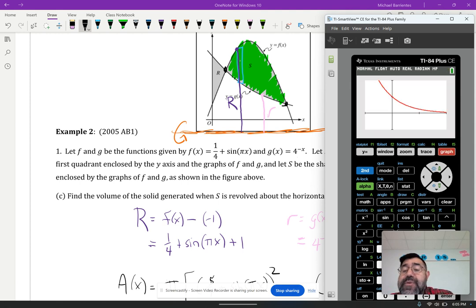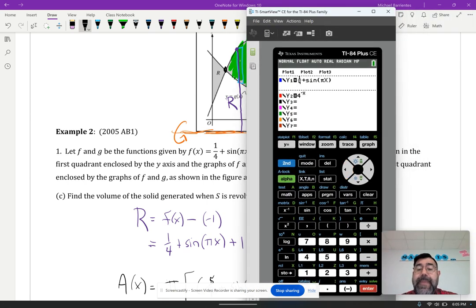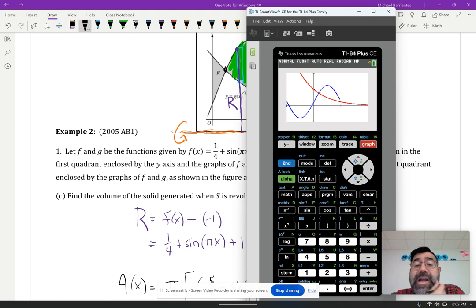Here is 4 to the negative x. Can I not see the other one? Oh, I turned it off. So no, I can't see it. Now let's graph it. There it is. So here's region R and here's region S. I'm looking for these two intersection points.